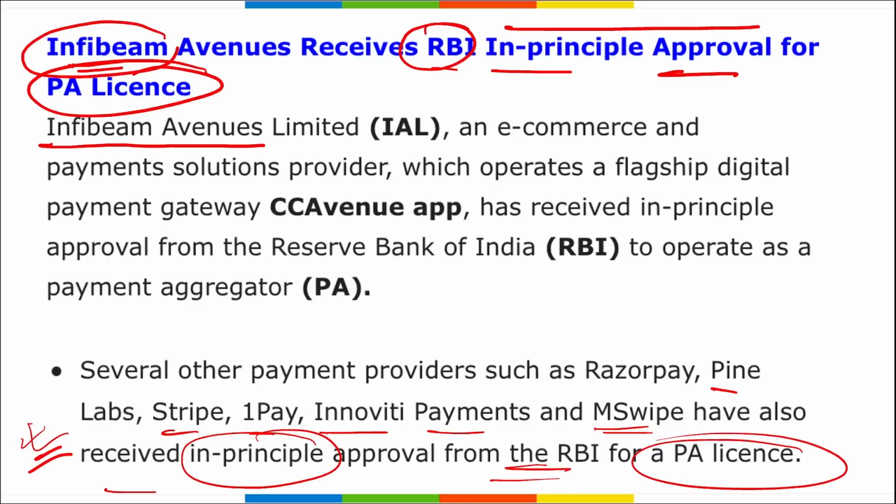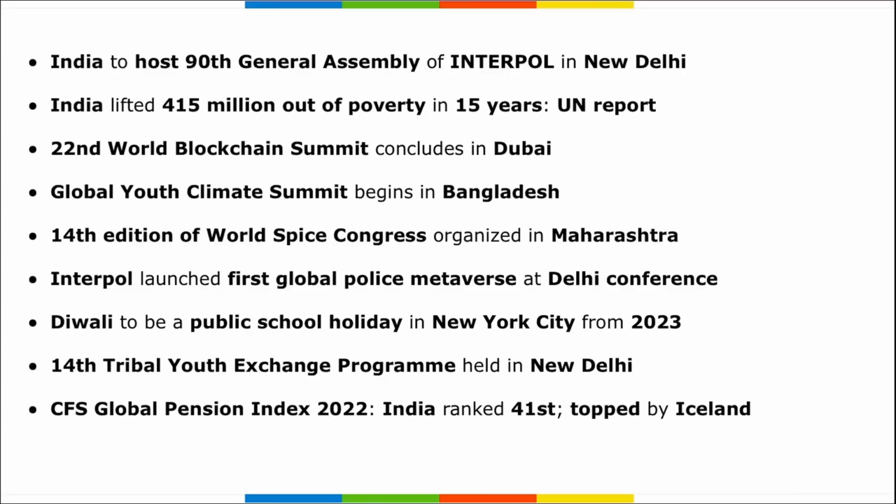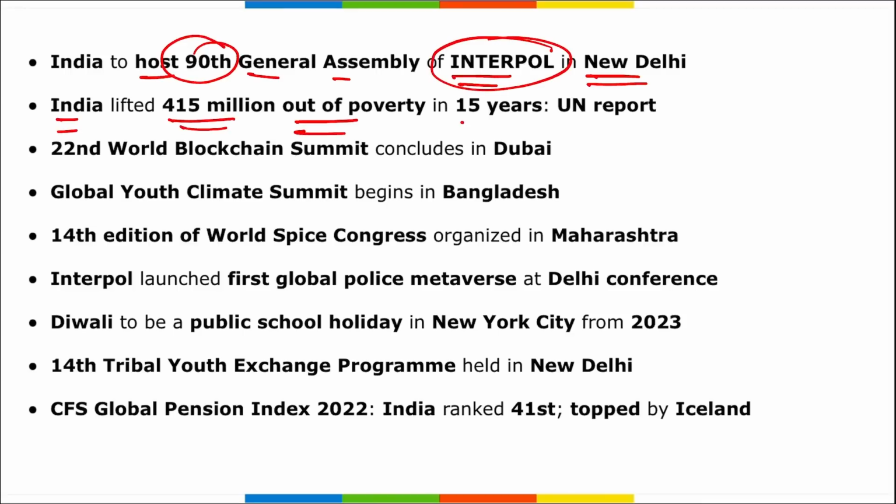If we talk about Infibeam, who will be the managing director here? Vishal Mehta. And where will be the headquarter? In Gandhinagar, Gujarat. Next, India to host the 90th General Assembly of Interpol in New Delhi, that is International Police. Then India lifted 415 million out of poverty in the last 15 years as per the UN report.